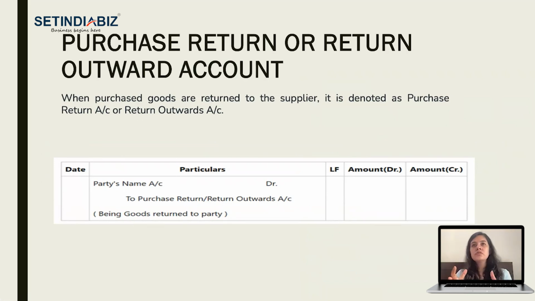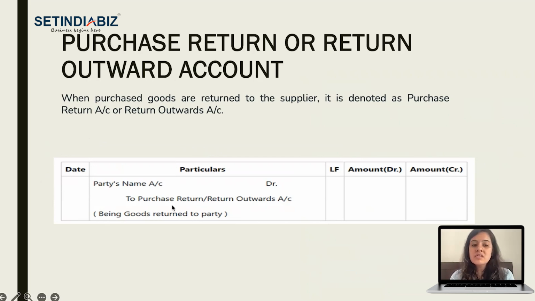See, suppose we have purchased certain raw materials from supplier A and I find out that of the lot of 10 boxes, 2 boxes of my raw material are not up to the standard, up to the quality. I want to return those 2 boxes back to supplier A. So I will create purchase return account or return outward account, right? When purchased goods are returned to the supplier.